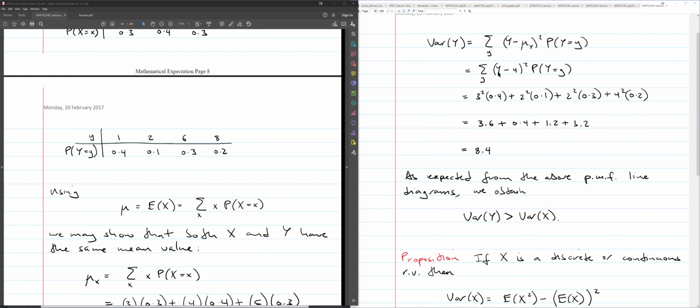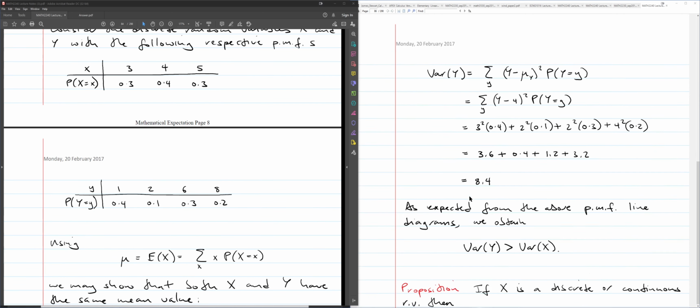So when we put in 1, we get 1 minus 4 squared, which is minus 3, and minus 3 squared is just 3 squared, times the probability Y is equal to 1, which is 0.4. And you do that for each of these. When you put in 2, you get 2 minus 4, which is minus 2 squared, which gives me this 2 squared, times the probability Y is equal to 2, which is 0.1. So I do that for the 1, 2, 6, and 8, and I get these 4 terms, and then I work this out, and my variance is equal to 8.4.